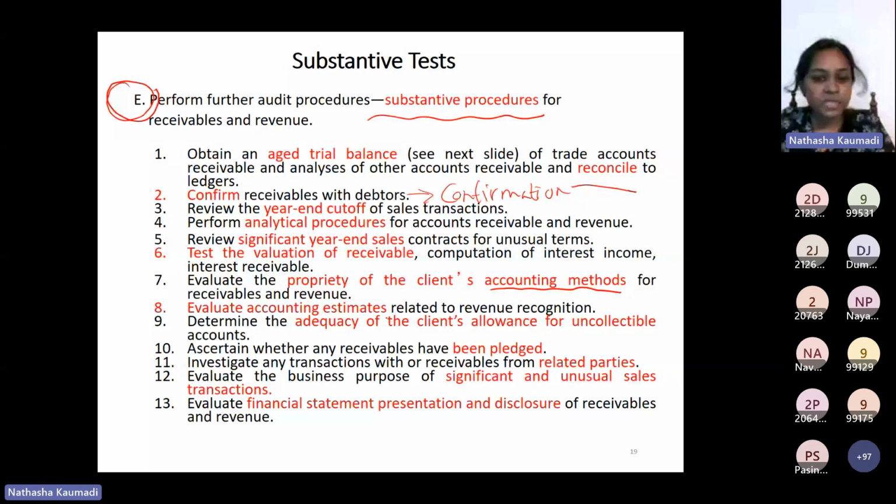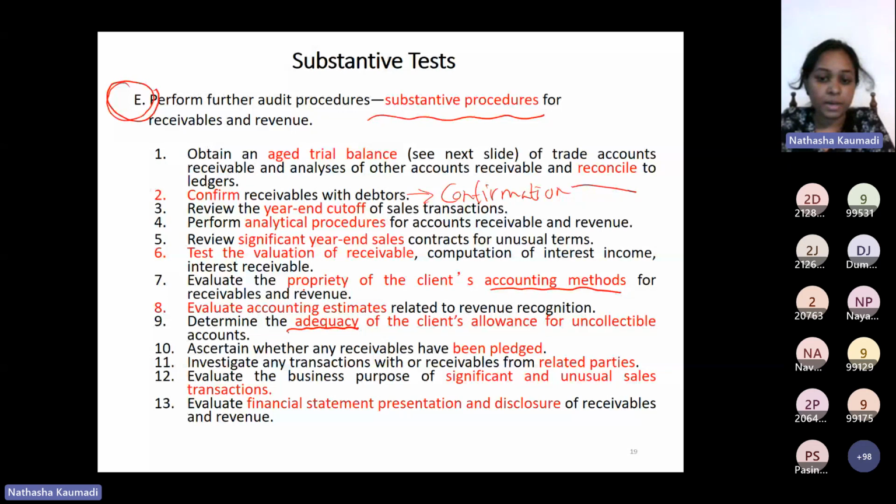Determine the adequacy of the client's allowance for uncollectible accounts. Whether the allowance for doubtful debts they have computed is adequate. We have an example as well. So you are checking that adequacy. Sometimes, using all the details, the auditor can reperform the computation and see whether the client's computed allowance for doubtful debts is adequate or not. Do we have to provide more or do we have to provide less? Likewise, you can decide. Ascertain whether any receivables have been pledged.